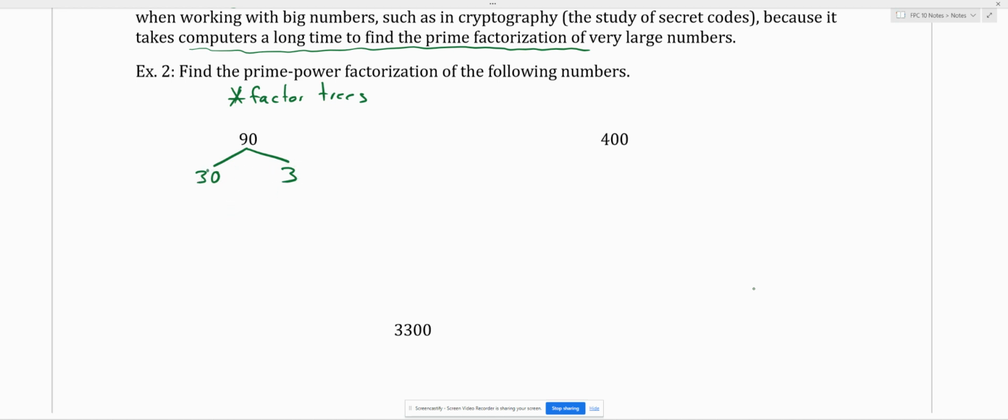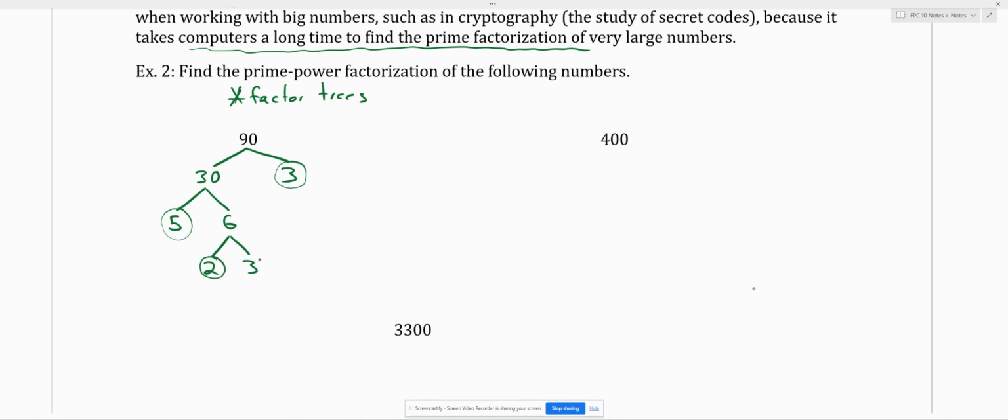And then I look at, okay, of these numbers, are they prime? Can I divide them by anything? Well, the 3 is prime. It's one of our lowest primes, but 30 is not. It can be broken up into more factors. I can break it up into 5 times 6. Well, 5 is prime, but 6 is not. 6 can be broken down into two more primes, 2 times 3.